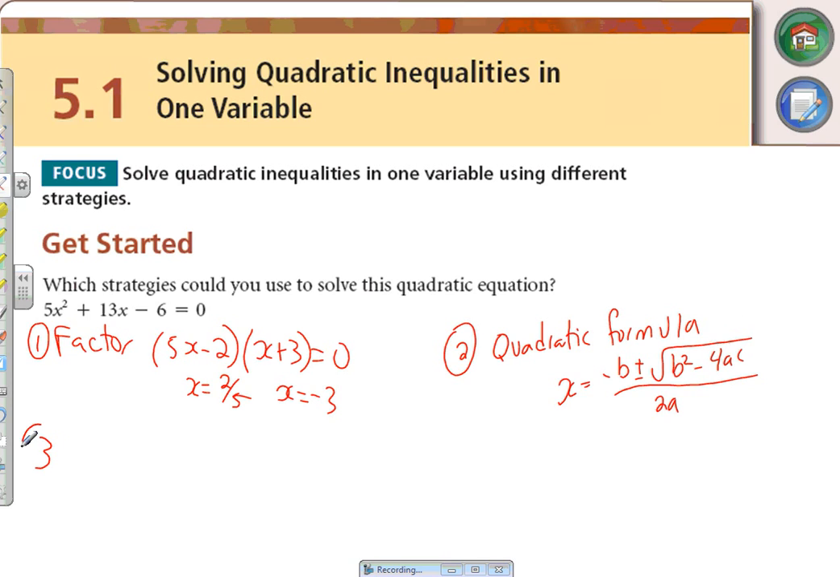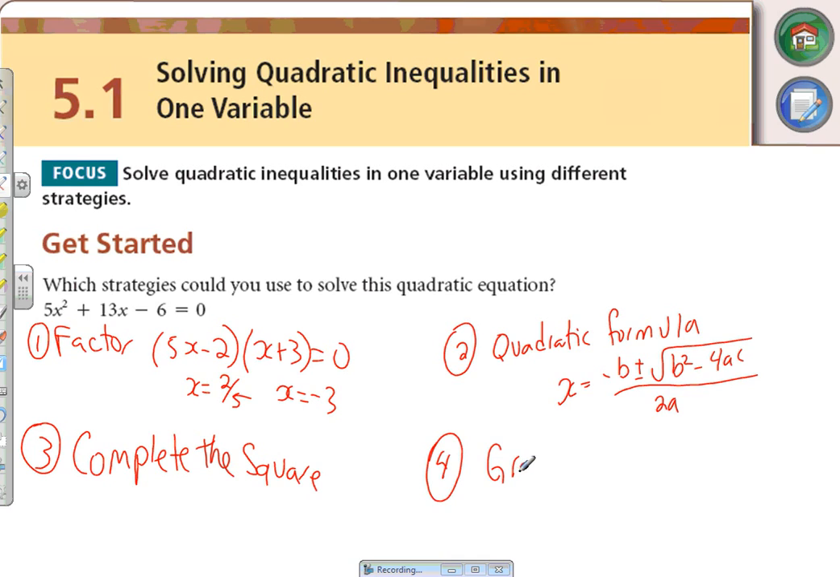Third way that we could do it, we could complete the square. Complete the square and then just start solving for x. Get the same answer in that one. And then the fourth way you learned was graphing. Use the graph and then find where are the zeros. We're looking for the x-intercepts. So the x-intercepts, or the zeros of the graph.